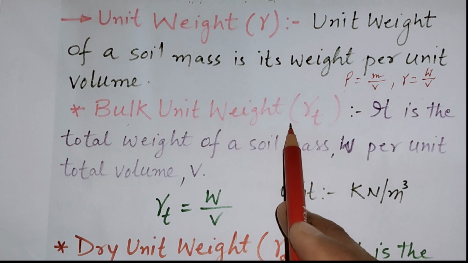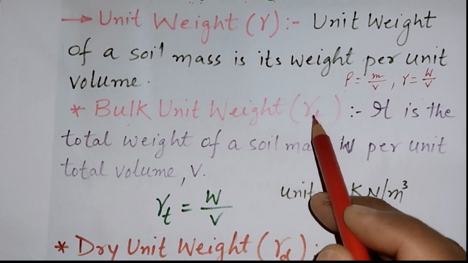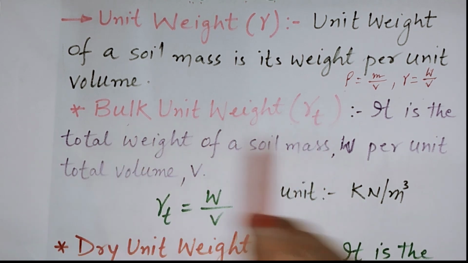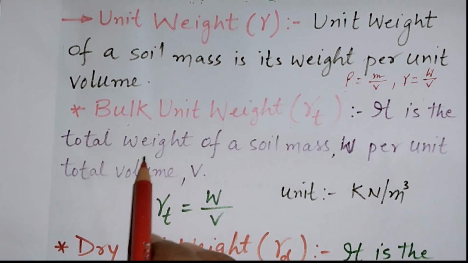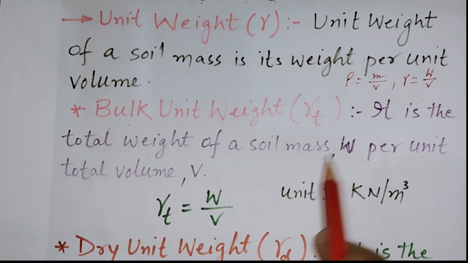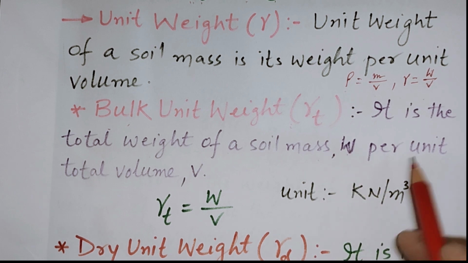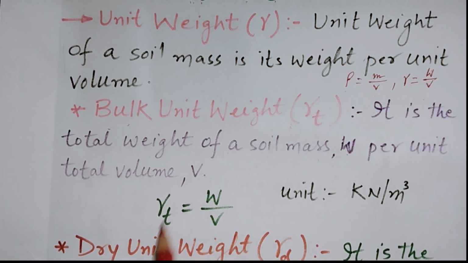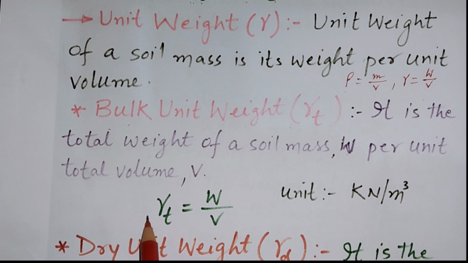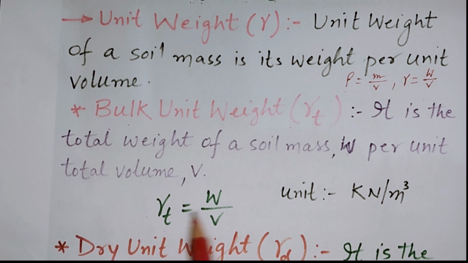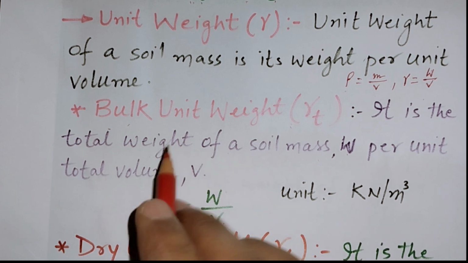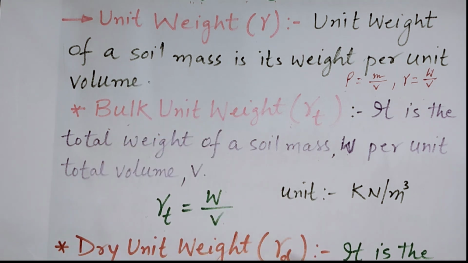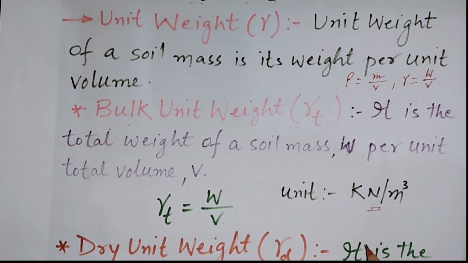Bulk unit weight, symbol is gamma T, and gamma total unit weight. Bulk unit weight and total unit weight. It is the total weight of a soil mass W per unit total volume. Means gamma T or bulk unit weight or total unit weight is equal to total weight divided by total volume. Unit of the unit weight is equal to kilonewton per meter cube.